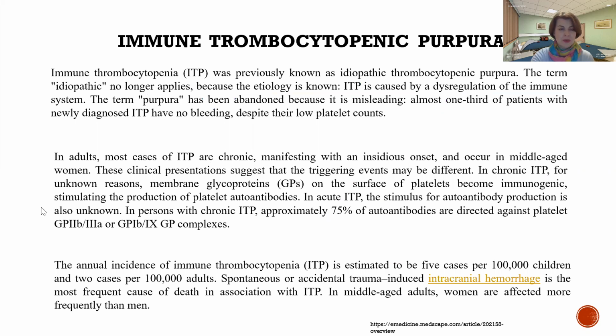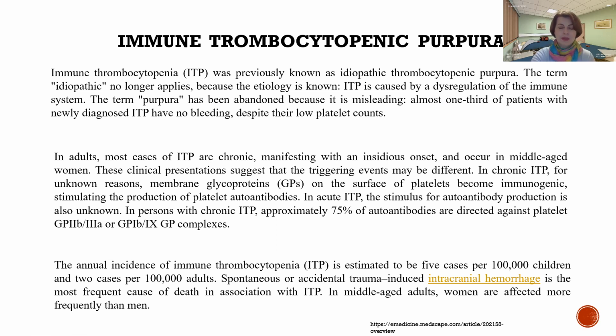Immune thrombocytopenic purpura was previously known as idiopathic thrombocytopenic purpura. The term idiopathic no longer applies because the etiology is known. Immune thrombocytopenic purpura is caused by dysregulation of the immune system. The term purpura has been abandoned because it's misleading. Almost 1/3 of the patients with newly diagnosed purpura have no bleeding despite their low platelet counts. In adults, most cases of immune thrombocytopenic purpura are chronic, manifesting with insidious onset and occurring in middle-aged women. This clinical presentation suggests that the triggering events may be different.